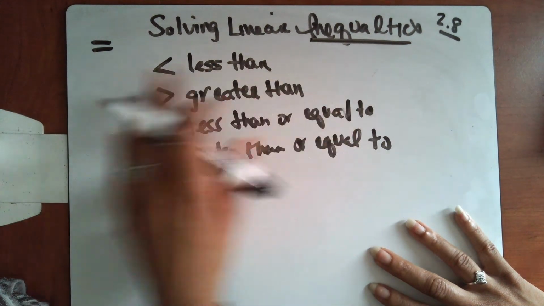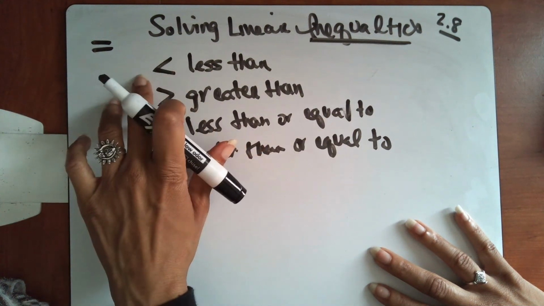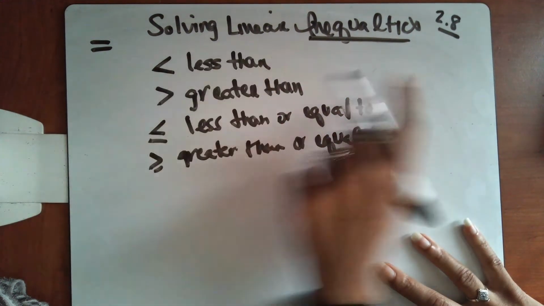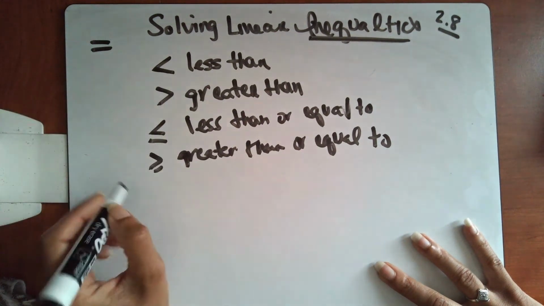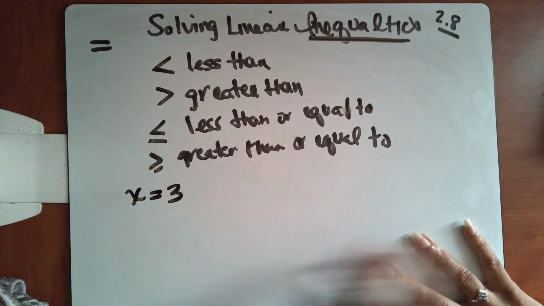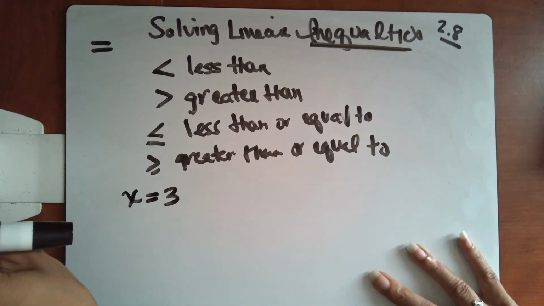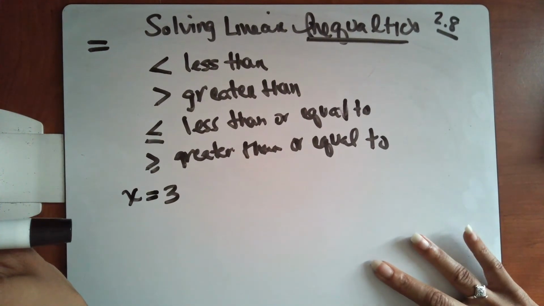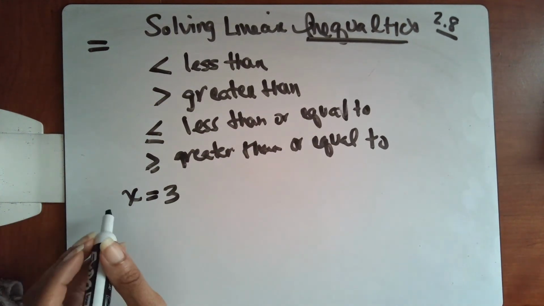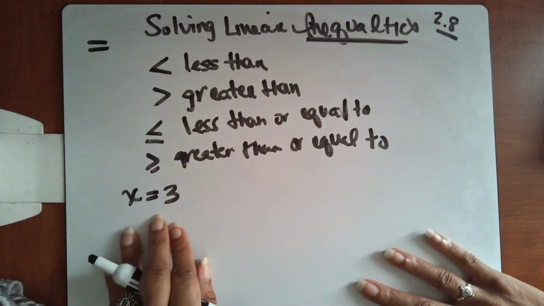You read from left to right. So if the mouth is not open to the left, it's a less than. You want to make sure you can read it. In the previous chapter, we were solving x equals 3. What does that mean? That means that to make the statement true, x would have to be equal to 3. So x is always just 3 for this particular statement.